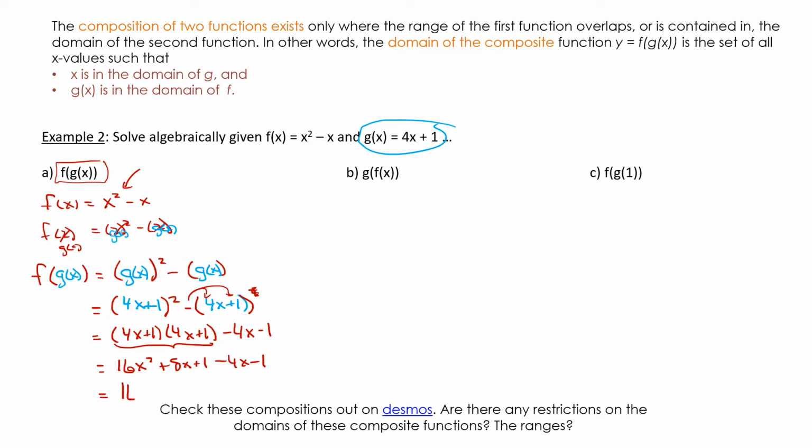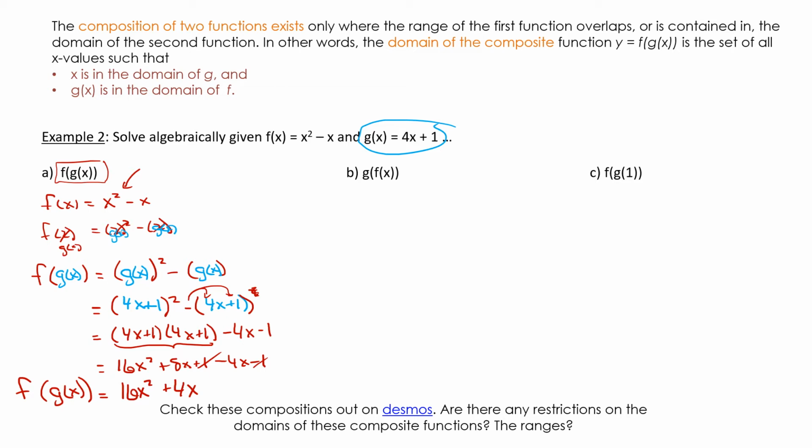X squareds go first. There's 16x squared. And then our x's, we're going down by degrees each time, so this will be a 4x. And then our constants, well, they're gone. We had a plus 1 and a minus 1. So that is the equation of f at g at x. It's the composition of f and g. How about if we write it the other way?